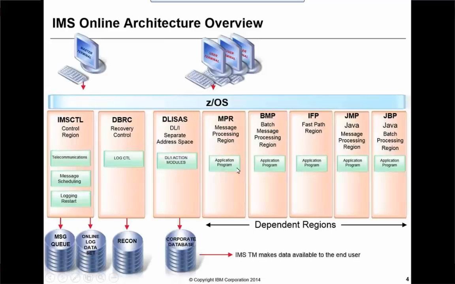Any IMS customer will have some number of these address spaces started up. There's the IMS Control Region, there's DBRC and DLISAS. Once those three address spaces are started up, then the customer will probably start up some number of dependent regions. And there are various types of dependent regions. I think I mentioned this earlier: MPRs, BMPs, IFPs, JMPs, and JBPs. They're called dependent regions because, number one, that's where application programs execute. And then those address spaces take advantage of services provided by the IMS Control Region, DBRC, and DLISAS. So that's why they're called dependent regions.